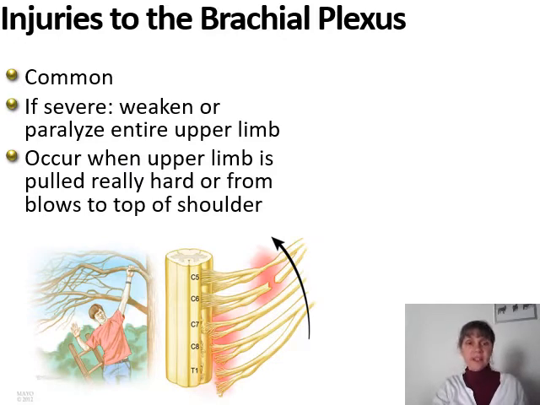So if it's severe, it can either weaken or paralyze the entire upper limb. And again, it's just going to occur when the upper limb is pulled really hard, or if there's a blow to the top of the shoulder, this can also occur. Sometimes if there is a piece of a disc in between the cervical vertebrae that breaks off and sequesters and lays on the ventral rami to the brachial plexus, that can also cause severe pain that radiates down the arm.